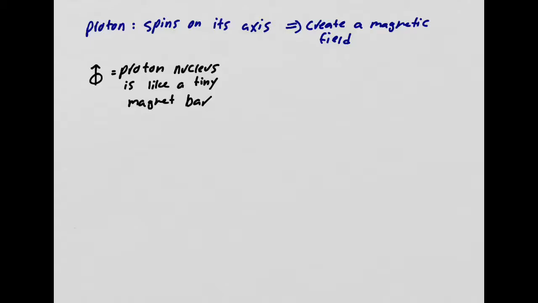So imagine here's a proton, there's a little magnet bar inside it. Everyone's seen a magnet bar, right? There's like a red part and a black part. So there's like a tiny magnet inside the proton nucleus. Okay? And these are randomly oriented. You write it down too. Randomly oriented. Okay, we're good so far.